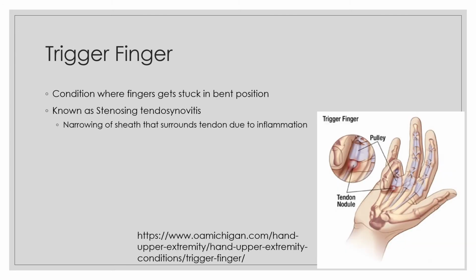The next condition that I'm going to talk about is trigger finger, which goes along with volar plate injuries. Trigger finger is a condition where the fingers are stuck in a bent position. It is also known as stenosing tenosynovitis, which is the narrowing of the sheath that surrounds the tendon due to inflammation. And the picture shows you how the finger gets stuck in a bent position.